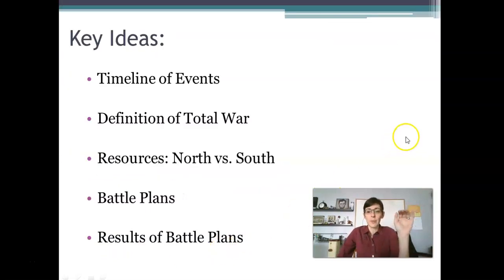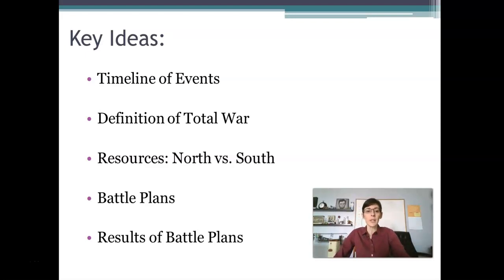So the first thing I want to do is go over a timeline of events. It's important to just have a sense of chronology, right? One, two, three, four. We're going to also look at the definition of total war, which is really important. Not every war in history is in fact total, but virtually all civil wars are total. So this is important. We need to pay attention to that.